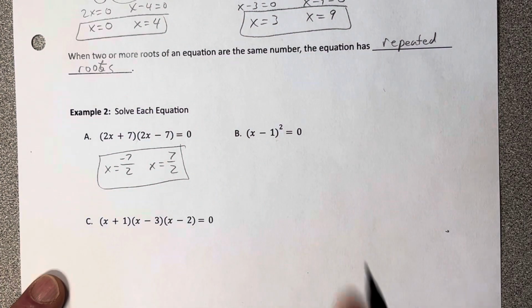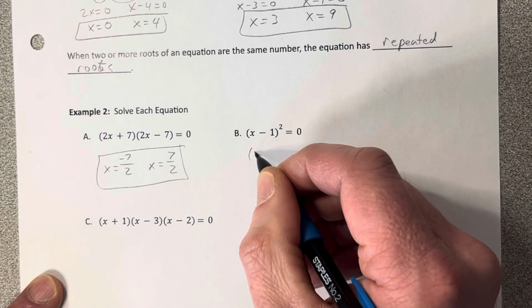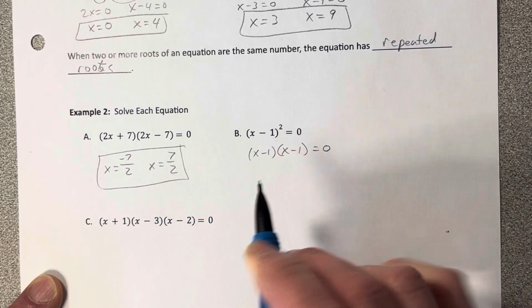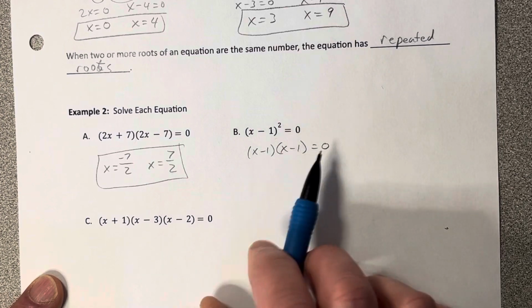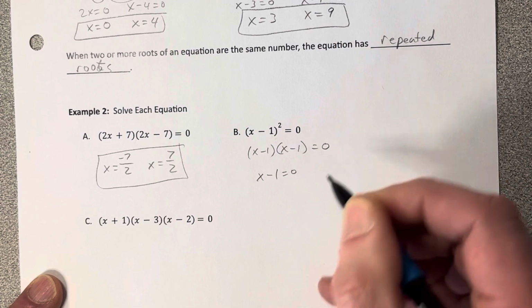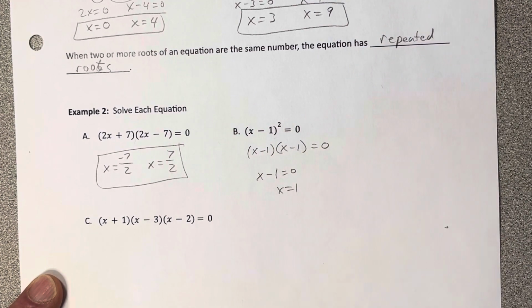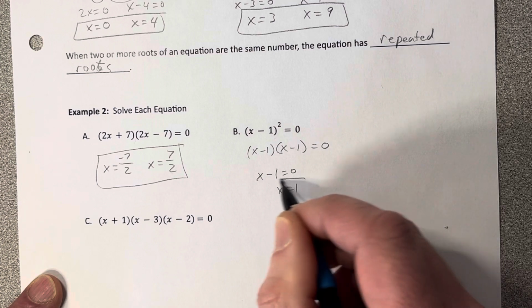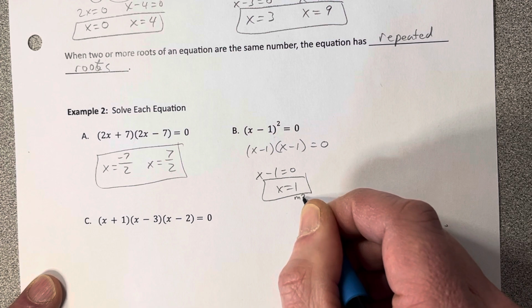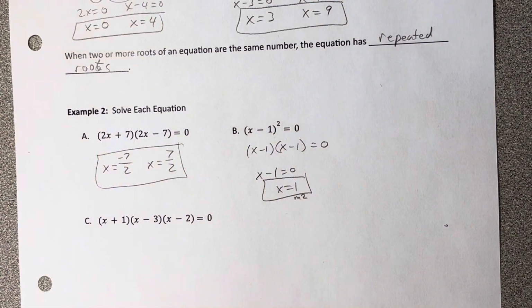On this one, do you guys agree that squared is the same as multiplying by itself? x minus 1 times x minus 1. Then you can clearly see that this is an application of the zero product property. You'll get x minus 1 equals 0 twice, so you'll get 1 twice. So we've got a repeated root of 1, which means it's got a multiplicity of 2. You don't have to worry about the multiplicity, but just realize x equals 1 is a solution twice.